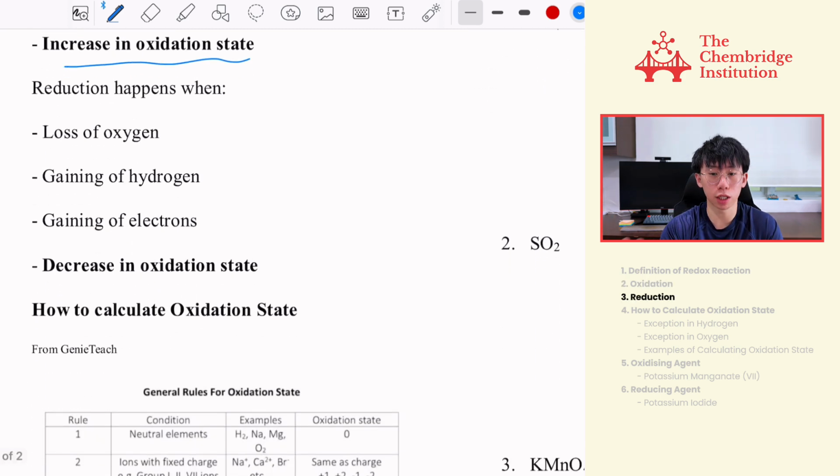Reduction is the opposite of oxidation, so you expect the opposite, right? It will happen when there's a loss of oxygen, or a gain of hydrogen, or a gain of electrons, or the biggest telltale, a decrease in oxidation state.